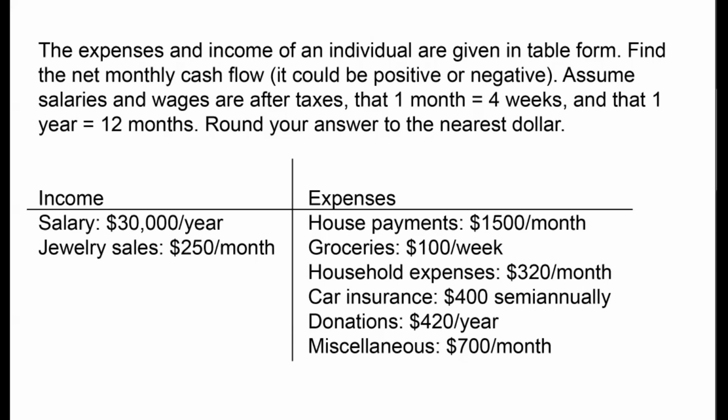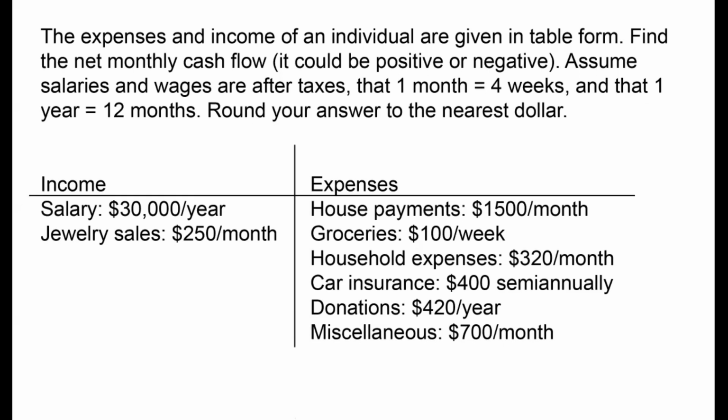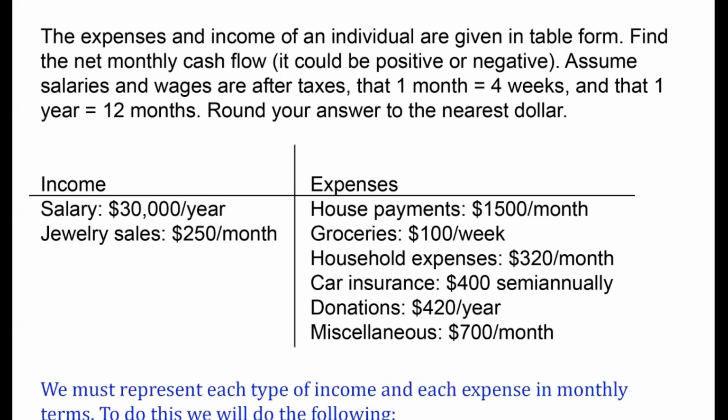All right, so we're gonna prorate. You can check the chapter 4 notes to read more about what that is, but basically, we're gonna make sure we have everything in terms of months first. So you see how we have the income, we've got salary is 30,000 per year. I would like this to be in month form instead. The jewelry sales is already in month form, so let me put up on the screen what the basic instructions are for this kind of problem.